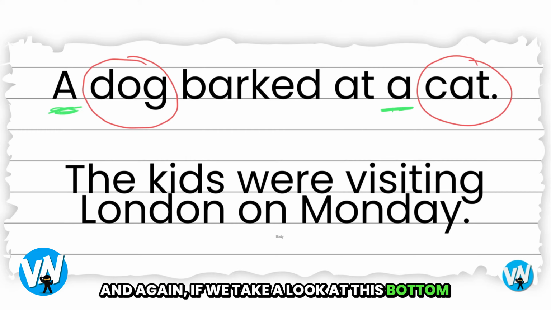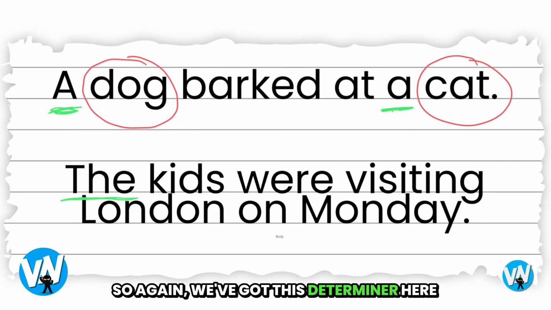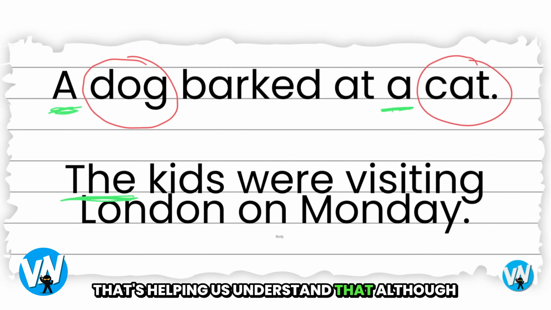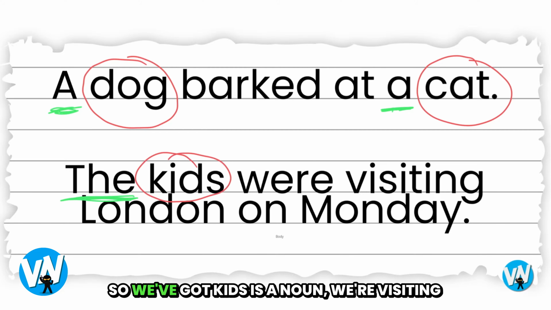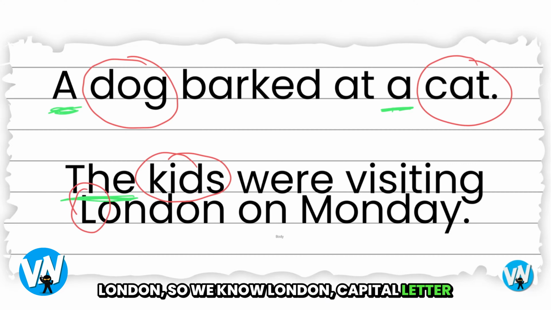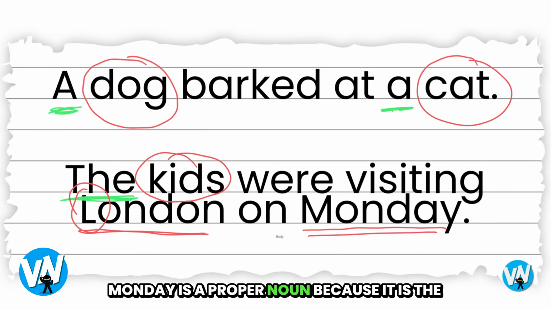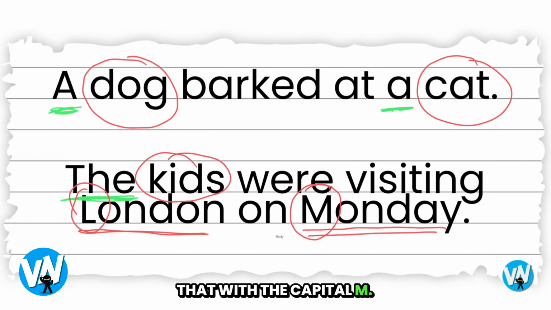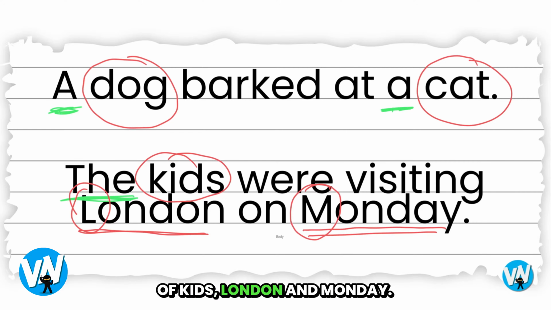And again, if we take a look at this bottom sentence, we've got the kids were visiting London on Monday. So again, we've got this determiner here that's helping us understand that although kids is an informal word, it's a naming word for a group of children. So we've got kids is a noun. We're visiting London. So we know London, capital letter, is a noun. And then on Monday, Monday is a proper noun because it is the official name for Monday. And we can see that with the capital M. So again, 3 nouns within that sentence of kids, London, and Monday.